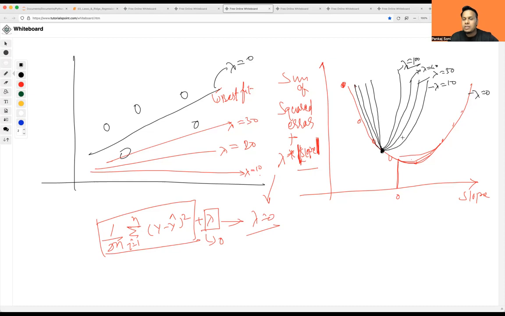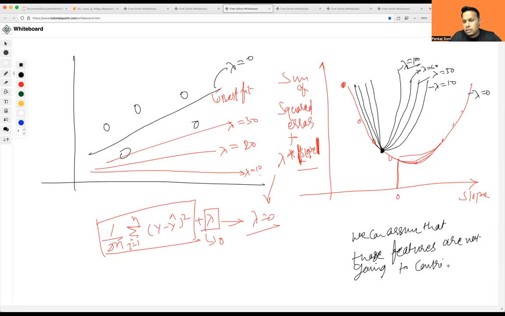Okay, so whenever it's set to 0, we can assume that those features are not going to contribute much for the prediction. I should mention it like this: not going to contribute much for the prediction. Okay, basically it is not going to add much value whenever you are doing the prediction.